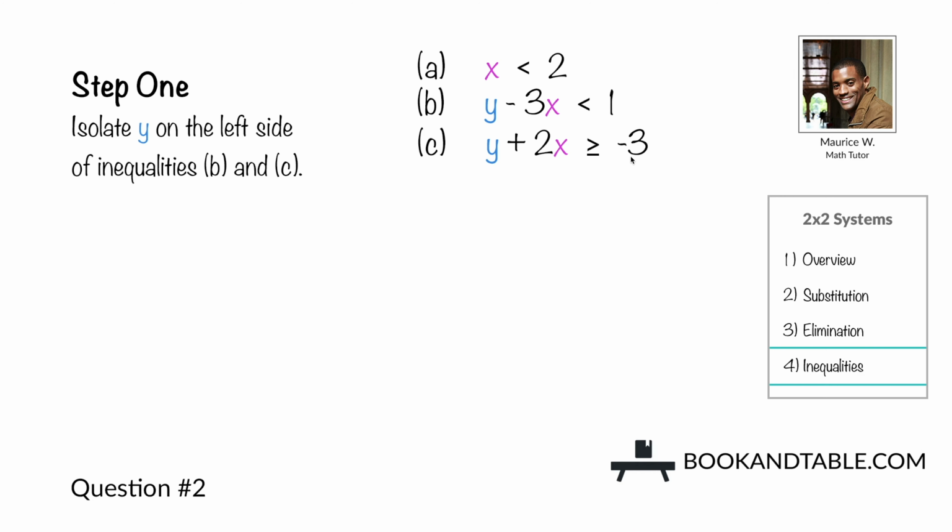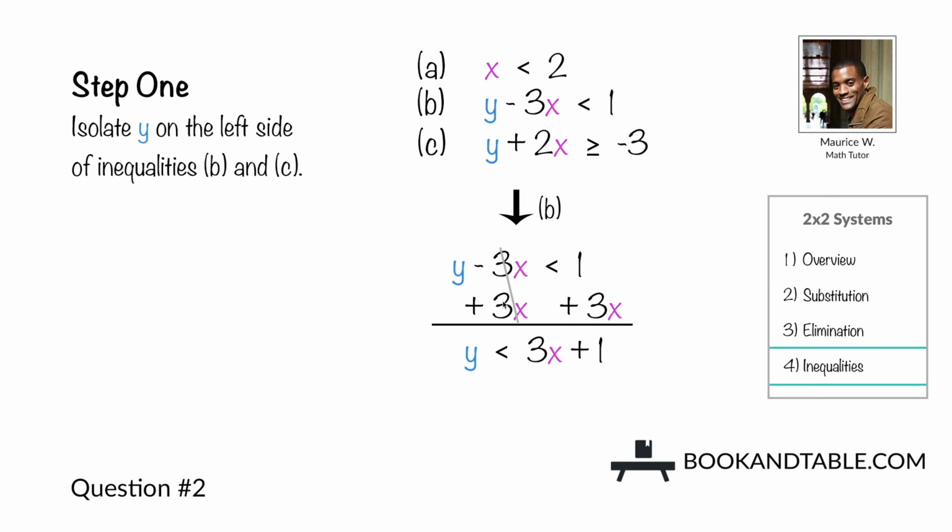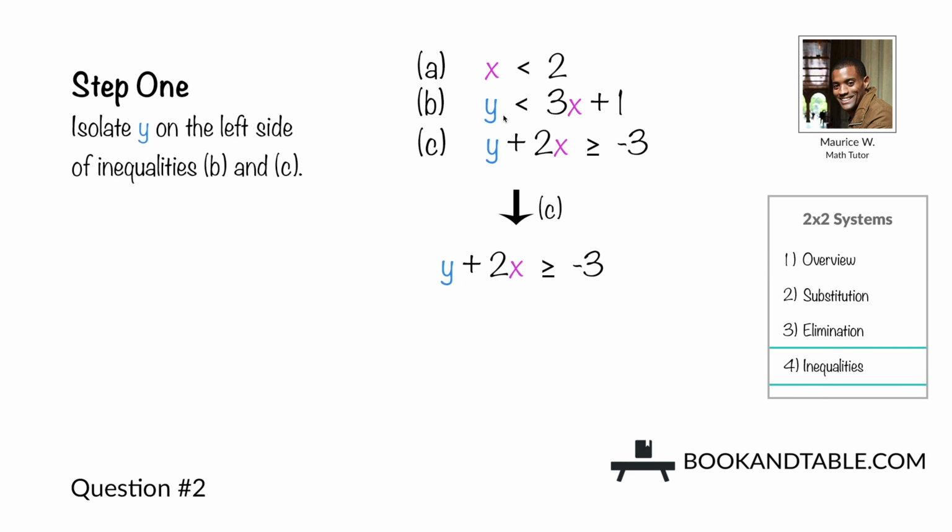So step 1, isolate y on the left side of inequalities B and C. So we'll start with B, and we'll add 3x to both sides, giving us y is less than 3x plus 1. So we'll rewrite inequality B with this expression. And now repeat the process for C. y plus 2x is greater than or equal to negative 3. So we subtract 2x from both sides, and we'll rewrite inequality C with this expression.